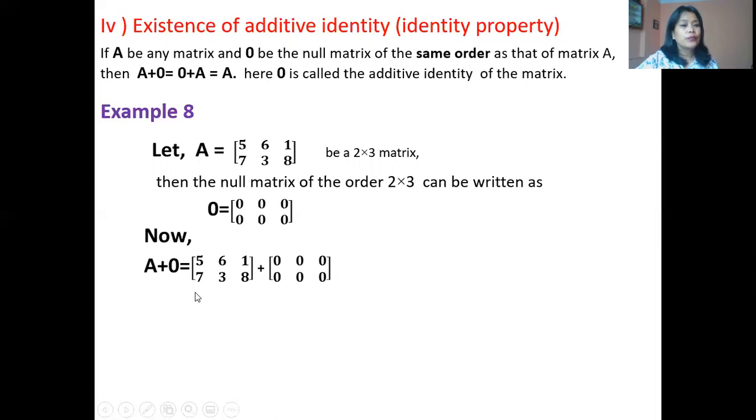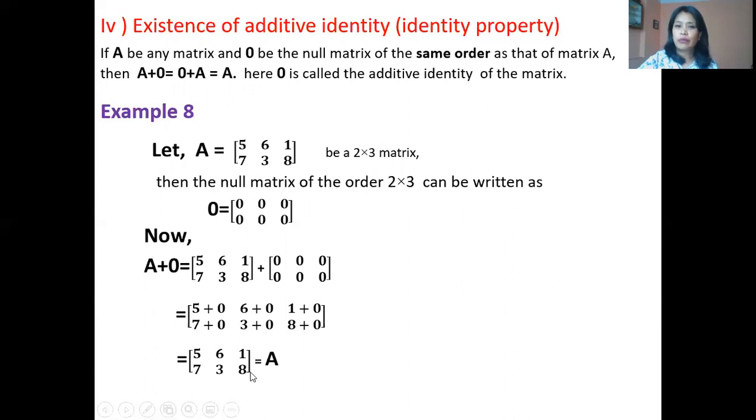Here, I mean identity. This is an identity. So we are working with this side of the identity, that is A plus 0, which equals matrix A added to matrix 0. Their corresponding elements get added like this: 5 plus 0, 6 plus 0, 1 plus 0, 7 plus 0, 3 plus 0, and 8 plus 0. Now we have the result matrix A.